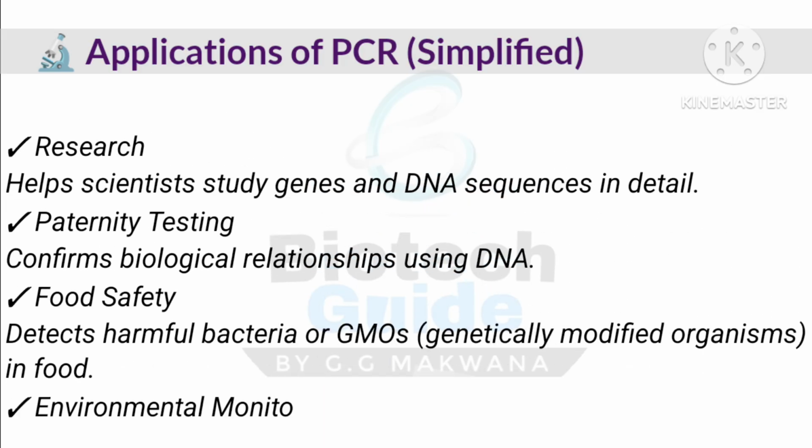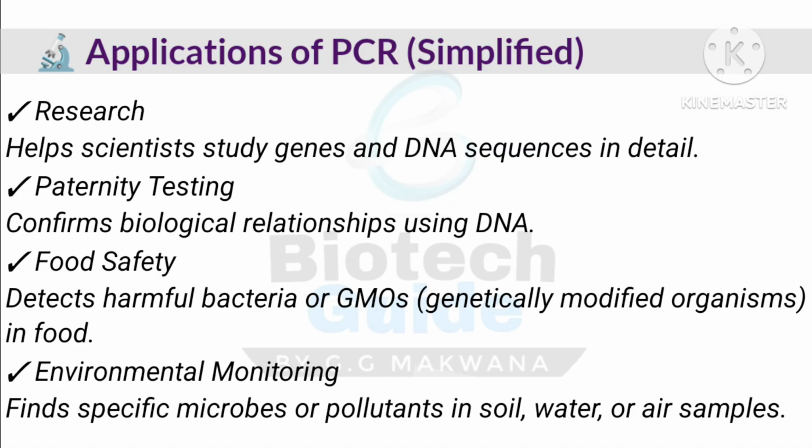Then research helps scientists study genes and DNA sequences in detail. Paternity testing confirms biological relationships using DNA. Food safety detects harmful bacteria or GMOs, genetically modified organisms, in food. Environmental monitoring finds specific microbes or pollutants in soil, water or air samples. So these are the applications of PCR.